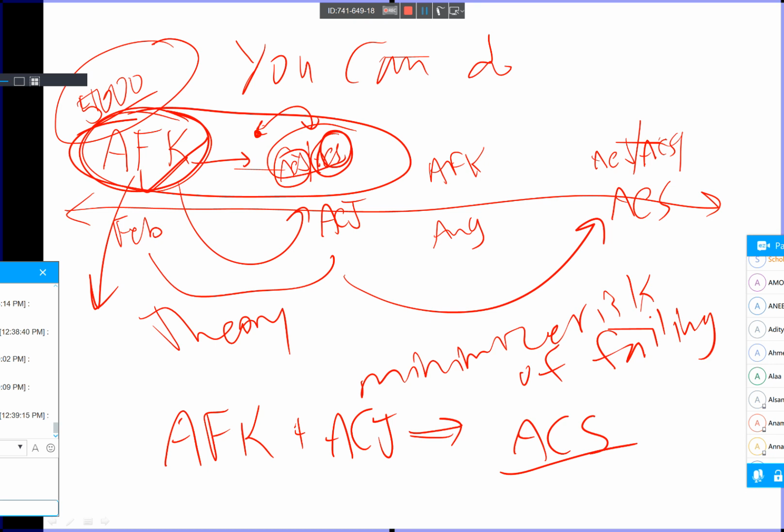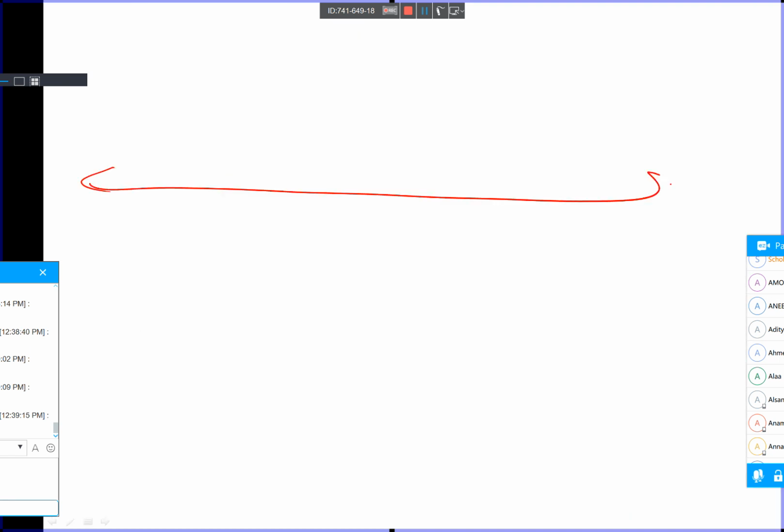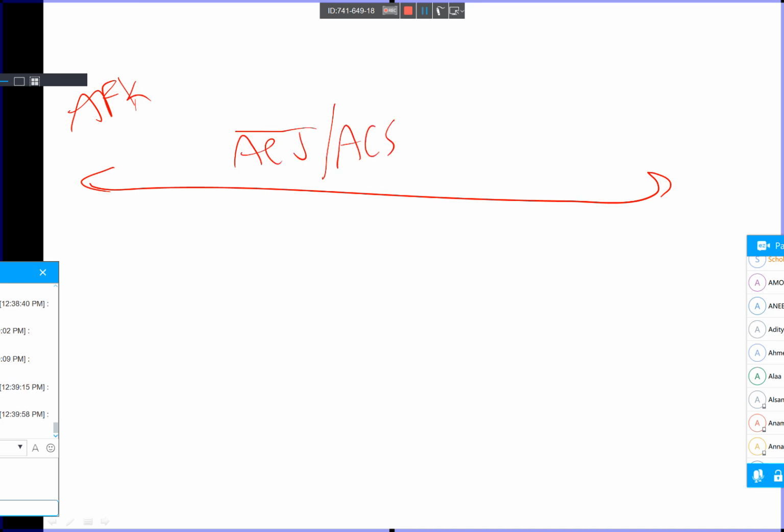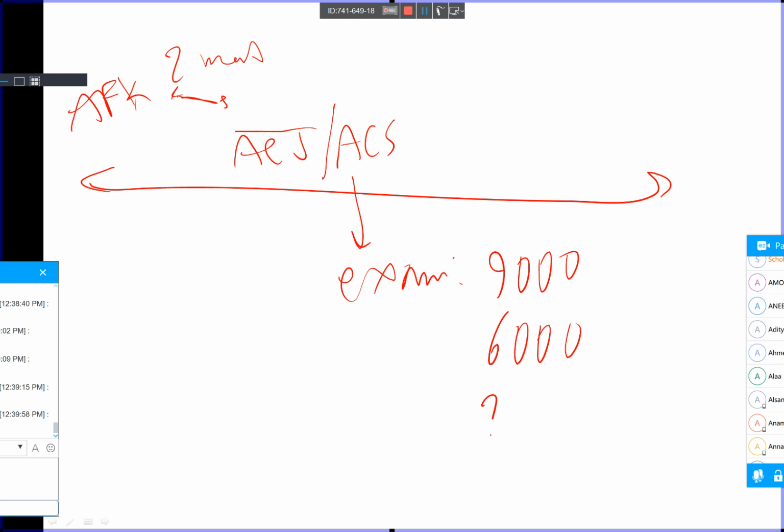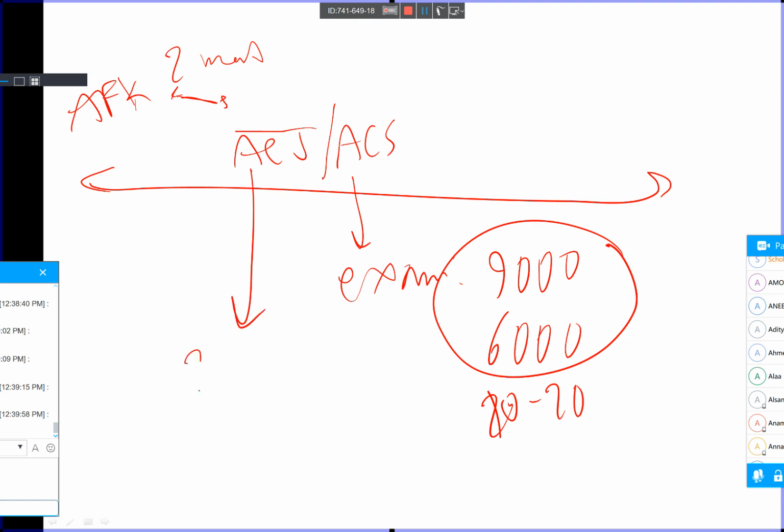But right now it's very competitive, it's different times, and the price is different. So imagine you try to do the AFK. Let's draw that again. You finished AFK, and now you want to do ACJ and ACS at the same time, and you only have 2 months to prepare. The ACS exam itself is 9,000 now. And a course is probably going to be around 6,000. And the materials will probably be 10 to 20,000. But imagine you wasted that because you failed. And imagine you try to do the ACJ, maybe 2,000. The course is maybe 2,000. And imagine you failed both. Isn't that a big loss of money?